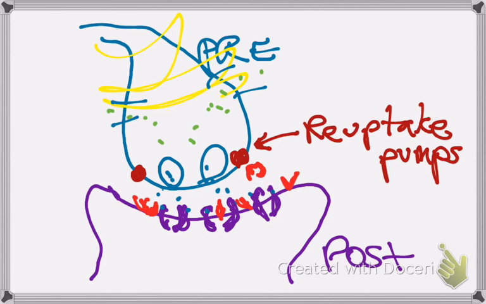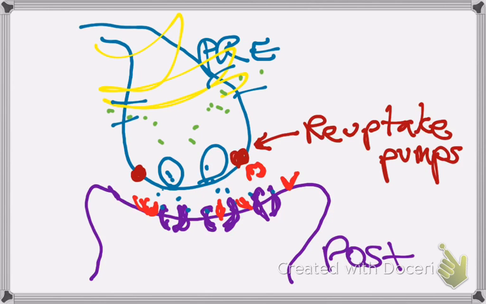So if my reuptake pumps are not very efficient, what happens to the dopamine? It'll sit there longer, and that will accentuate the effect of the dopamine, but eventually it will diffuse out of the cleft. And what happens to things that diffuse out of the cleft? They're gone and not recycled. Does everybody see the setup?